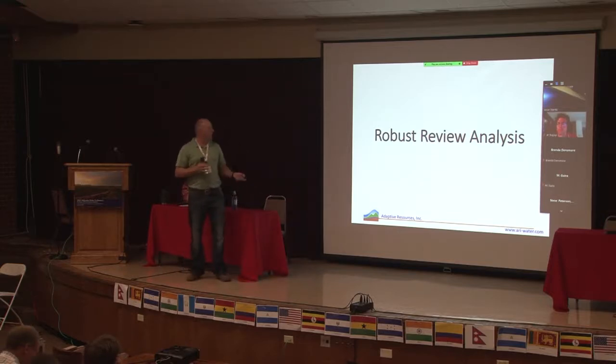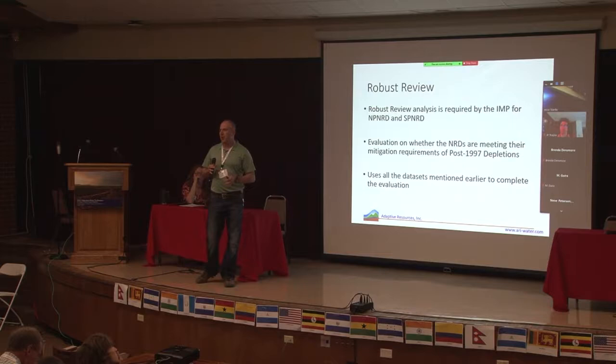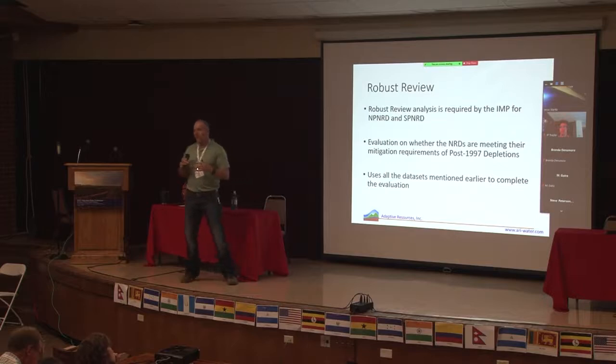One of the things the NRDs have to do, they do this robust review, but they also have to understand how much post-97 depletions occur. So how many acres came online after 1997, and then they're obligated to reverse that depletion from those acres, and put back that water and more if they can. And so we had to look at that for the robust review.